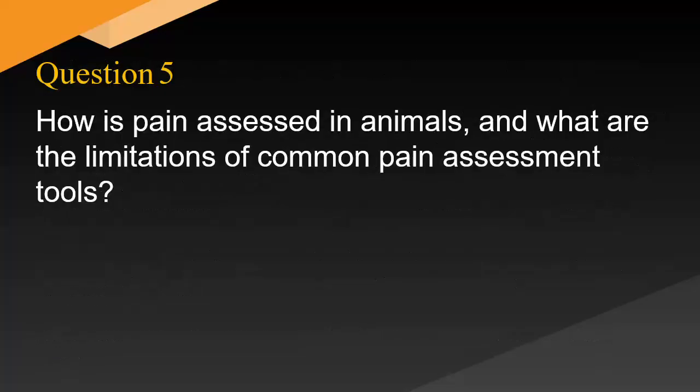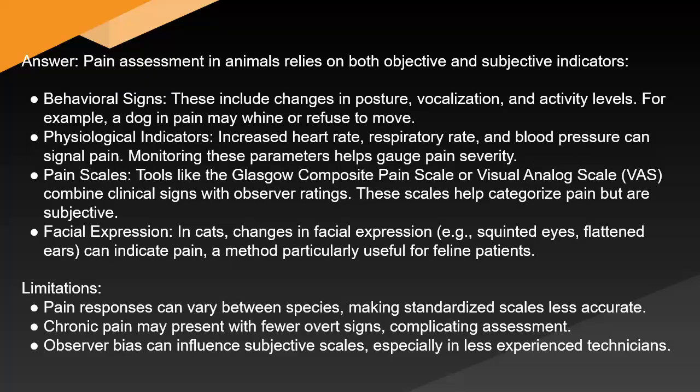How is pain assessed in animals, and what are the limitations of common pain assessment tools? Answer. Pain assessment in animals relies on both objective and subjective indicators. Behavioral signs include changes in posture, vocalization, and activity levels. For example, a dog in pain may whine or refuse to move. Physiological indicators: increased heart rate, respiratory rate, and blood pressure can signal pain. Monitoring these parameters helps gauge pain severity.